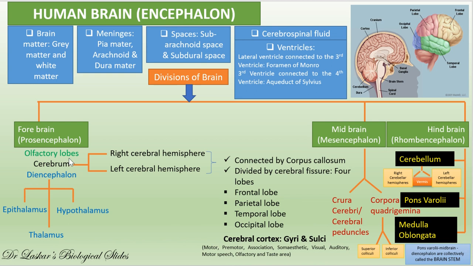So cerebrum, it is the seat of highest mental faculties. It governs mental abilities like thinking, reasoning, learning, memory, and intelligence. And it also controls will, emotions, and speech.